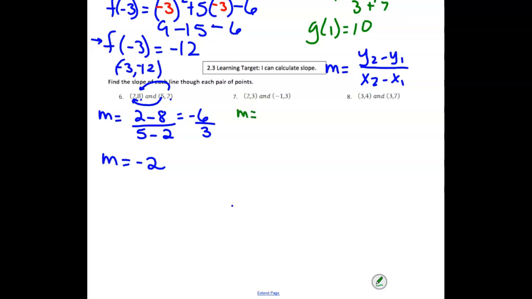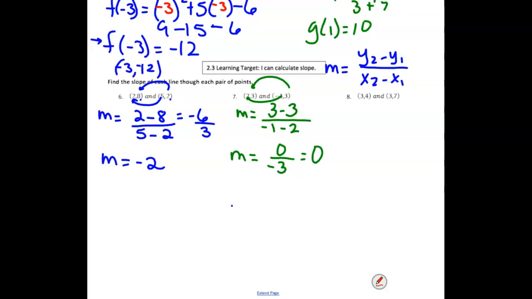Checking question 7. You should have 3 minus 3 in the numerator, negative 1 minus 2 for the denominator. It doesn't really matter what's in the denominator because the numerator is 0. 0 divided by, in this case, negative 3. Our slope is 0.